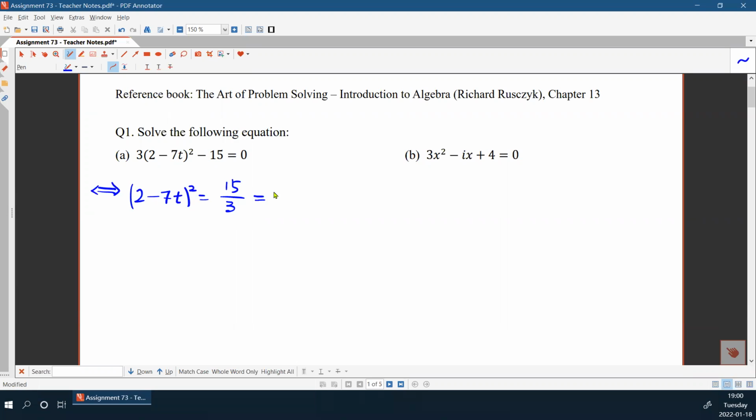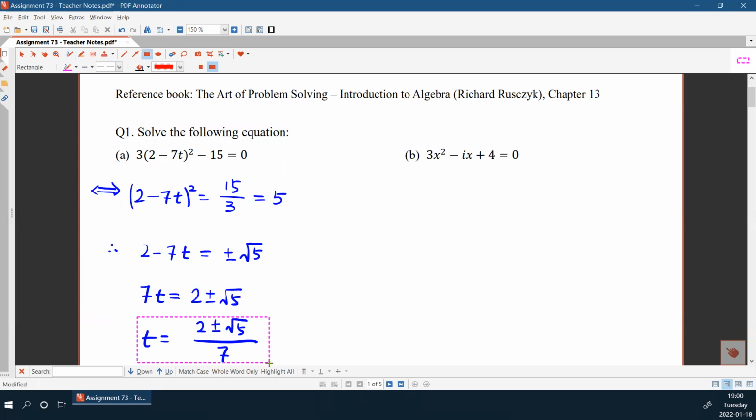which is 5. Okay, so this means the difference of 2 and 7t should equal positive or negative square root of 5. Do not forget there are two solutions, positive or negative. Therefore, 7t should equal 2, positive or negative square root of 5. Then t should equal 2, positive or negative square root of 5, over 7. Then this is our final result.